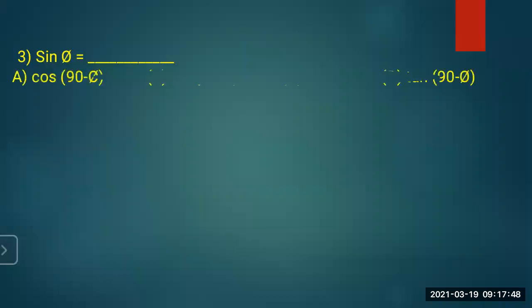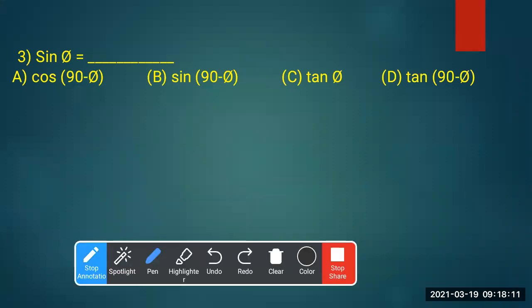The next question is again based on the relation among the trigonometric ratios. What is the relation between sine and cos? Sin theta is equal to cos 90 minus theta. So here the correct option will be A again: sin theta is equal to cos 90 minus theta. This is the relation between sine and cos with respect to theta.